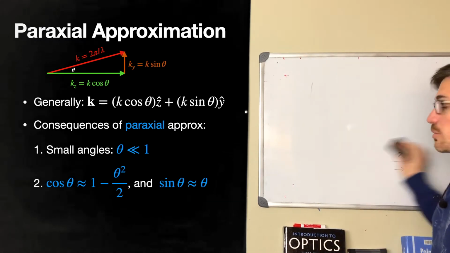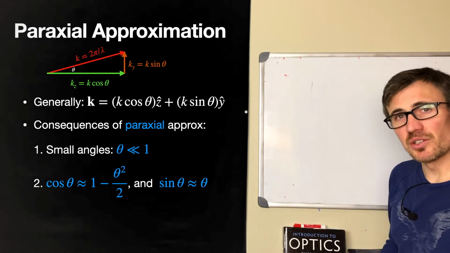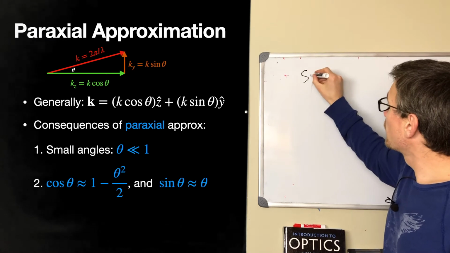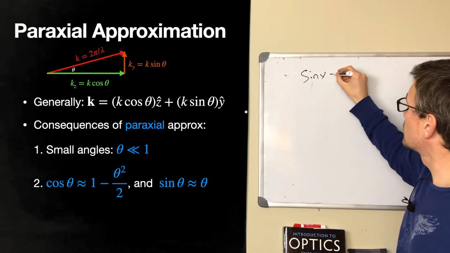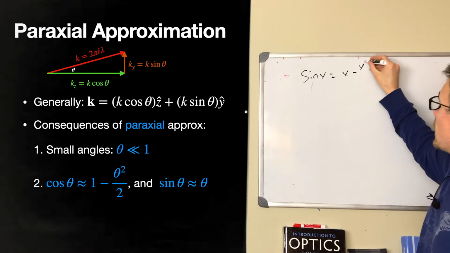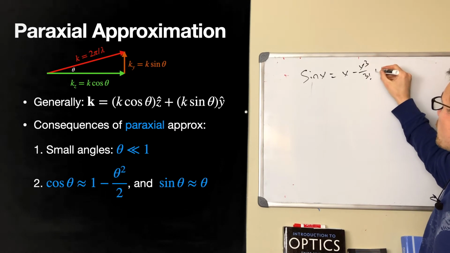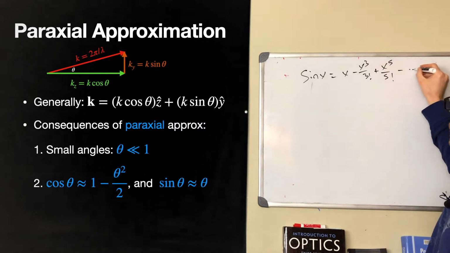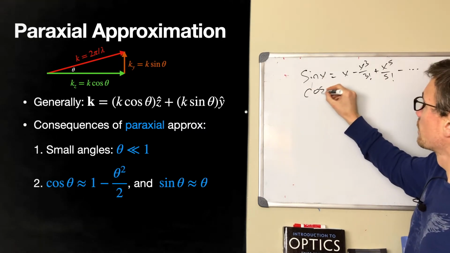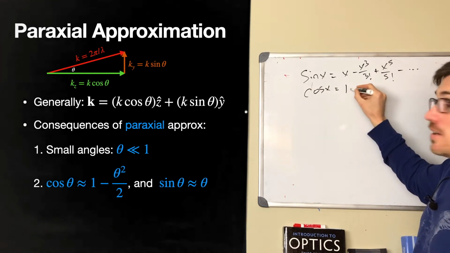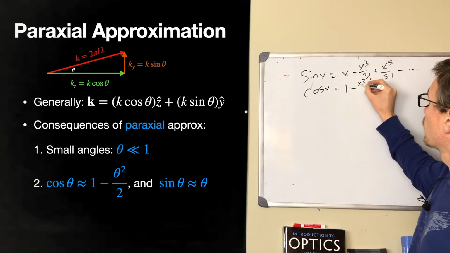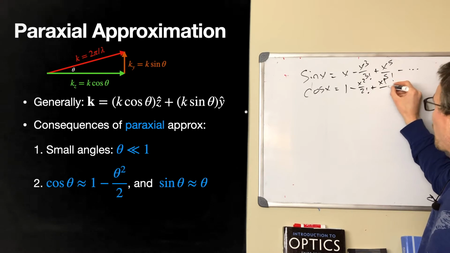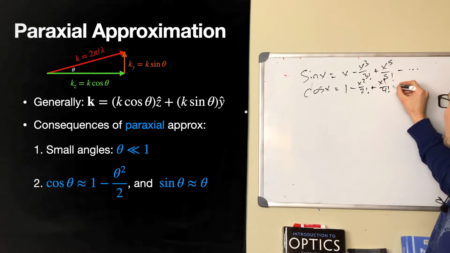Cosine theta is approximately equal to 1. And if we want a second order correction, the next one is quadratic. It's going to be theta squared. This comes from the fact that sine of x is equal to x minus x cubed over 3 factorial plus x to the 5th over 5 factorial minus dot, dot, dot. And cosine x is equal to 1 minus x squared over 2 factorial plus x to the fourth over 4 factorial minus dot, dot, dot.